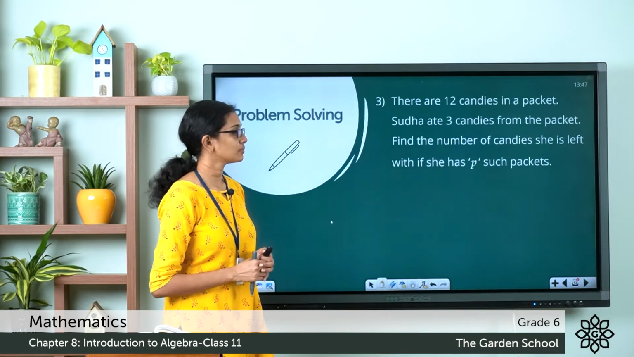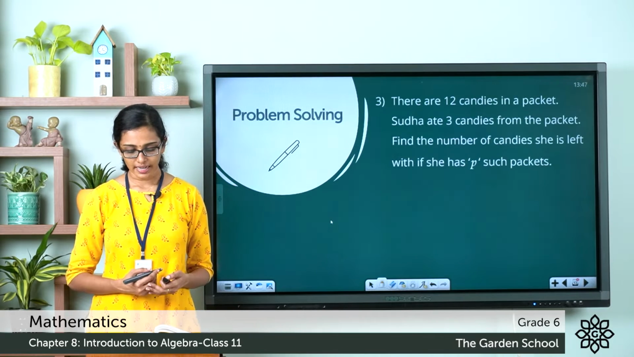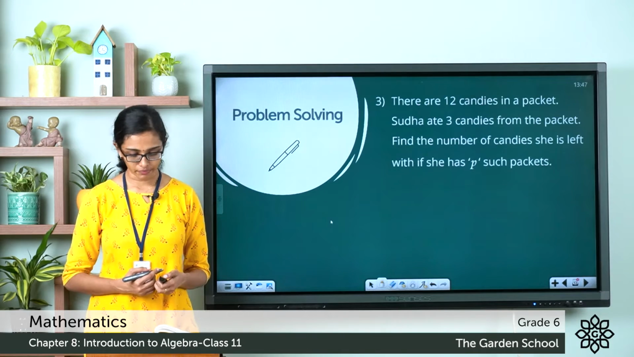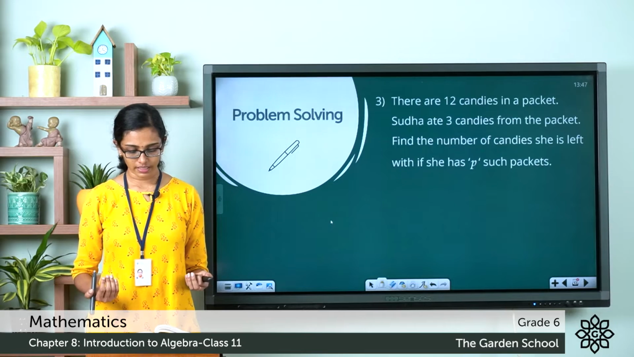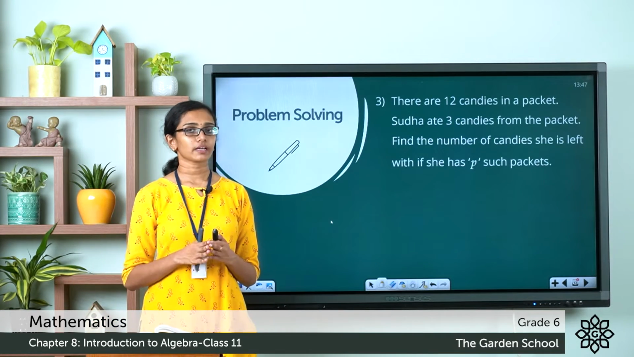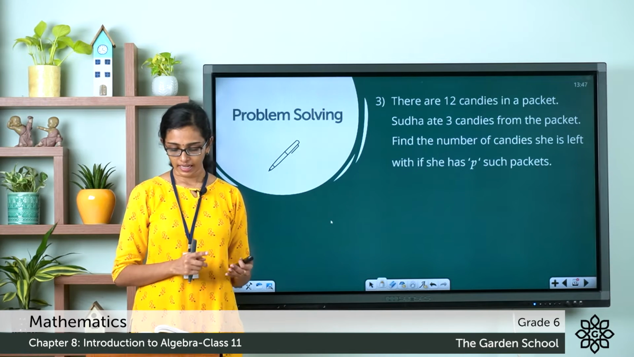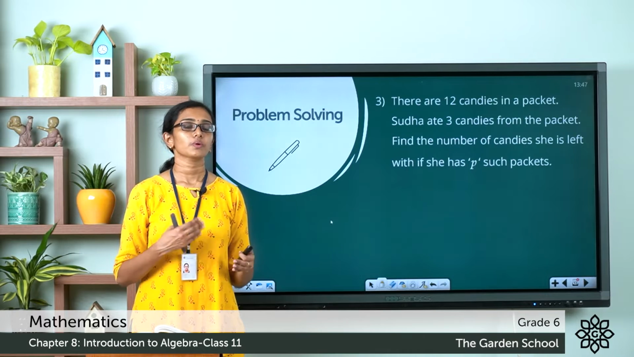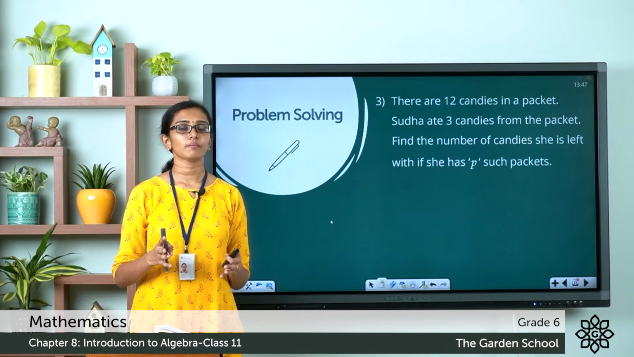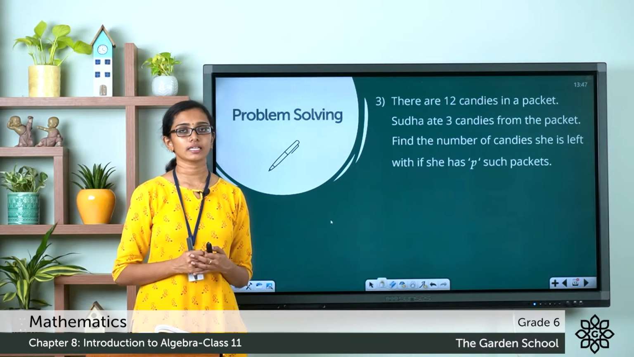Now, let's see question number 3. There are 12 candies in a packet. Sudha ate 3 candies from the packet. Find the number of candies she is left with if she has p such packets. So, what is being given here? There are candy packets and there are 12 candies in a single packet, and Sudha ate 3 candies from a packet. Now, we are asked to find the number of candies that she is left with after eating the 3 candies.